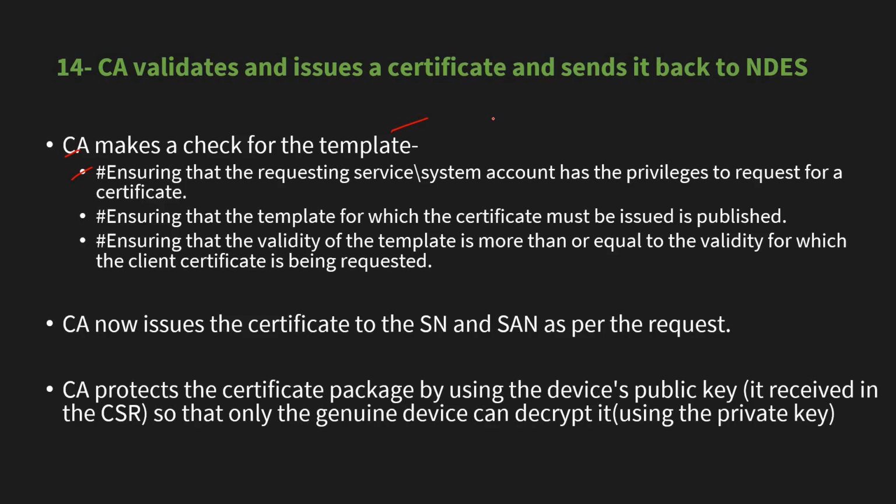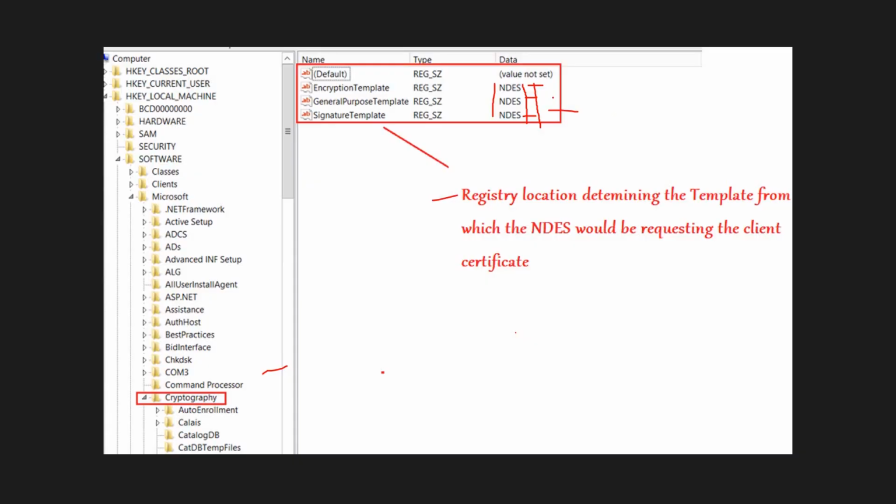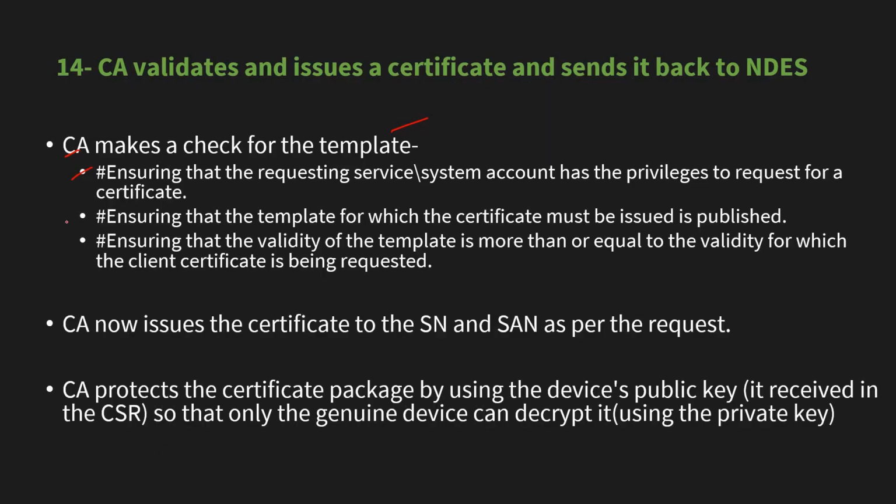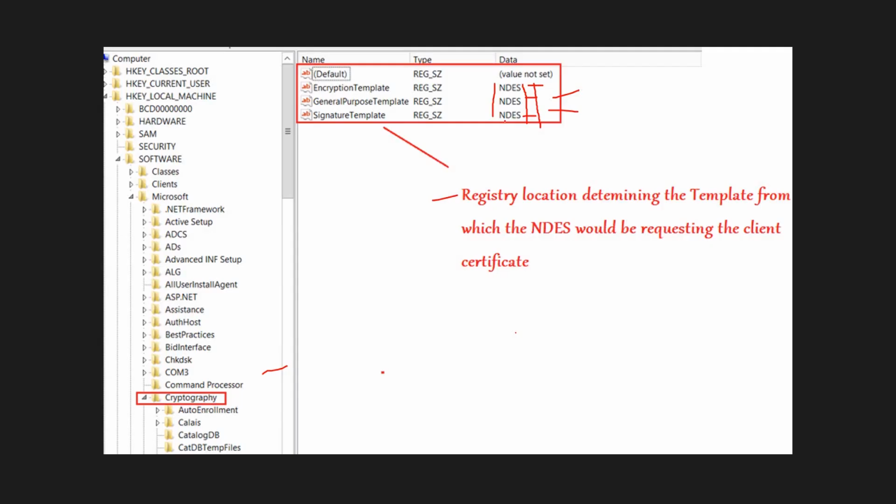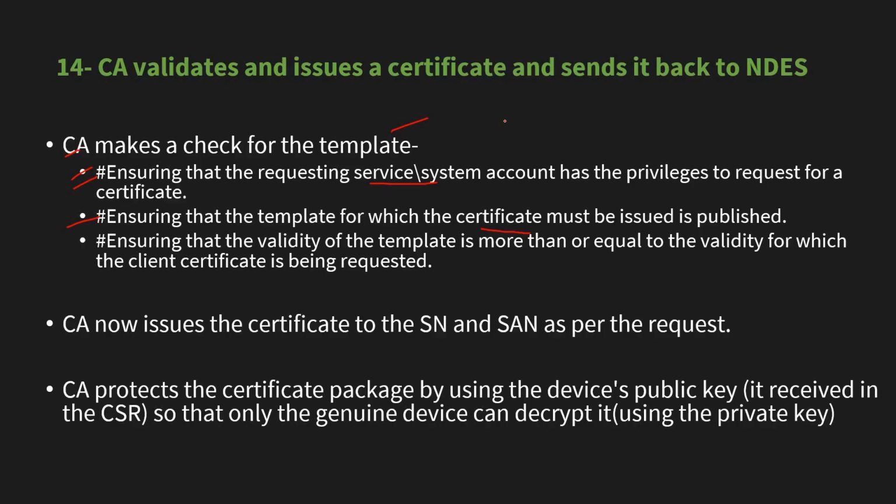So the service account or the system account should have read and enroll permission on the template which is there in the registry over here, because only if the service account or the system account has these privileges, the NDES server will be able to request a certificate from that specific template. So the CA is going to check whether the system account has privileges or not. It's going to check whether the certificate template is published or not. So this certificate template NDES should be published, because only if a template is published, that template can issue certificates.